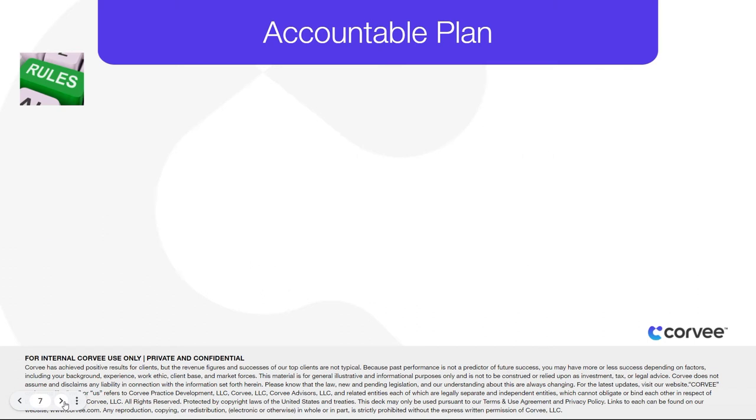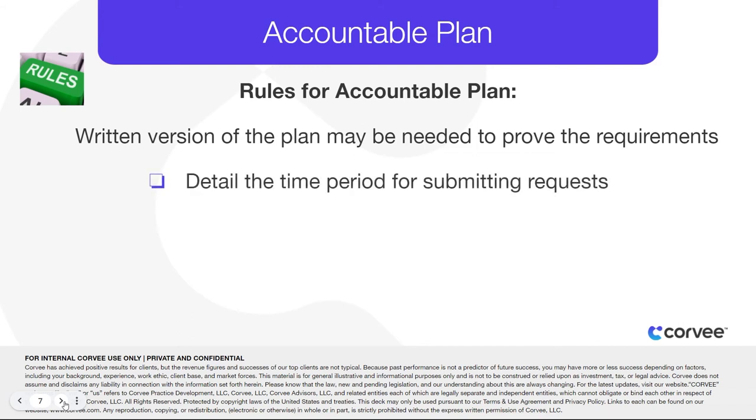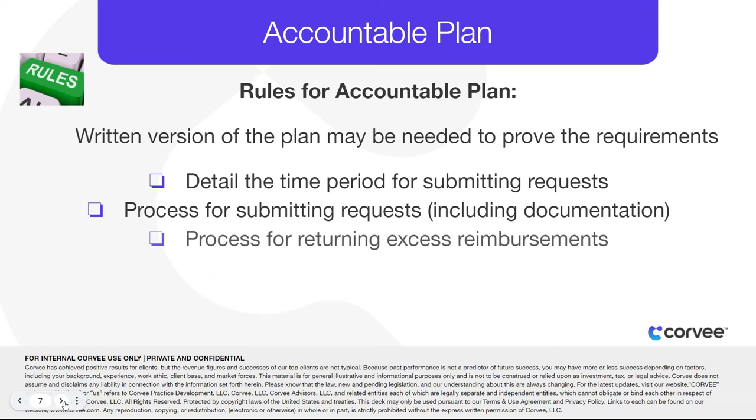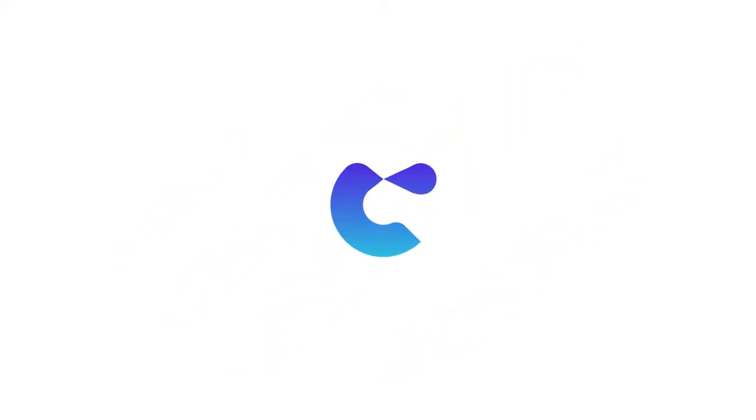Note that none of the three rules above require that an accountable plan be in writing. However, a written version of the plan may be needed to prove that it meets the three requirements. A written expense reimbursement policy should be maintained, and it should detail the time period for submitting requests, the process for submitting requests, including documentation, the process for returning excessive reimbursements, the types of expenses that are reimbursable, and any maximum allowable amounts that can be reimbursed via this process, and preferred low-cost suppliers, if any exist.